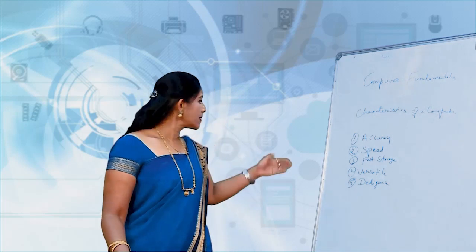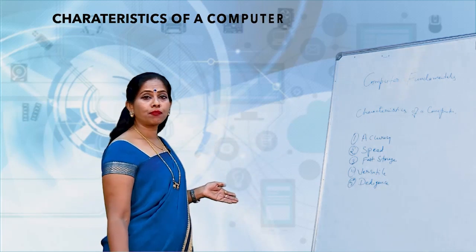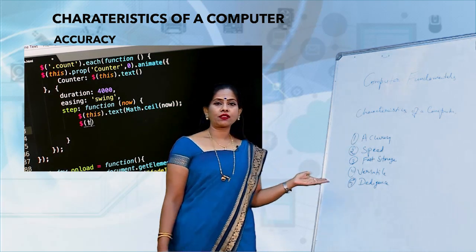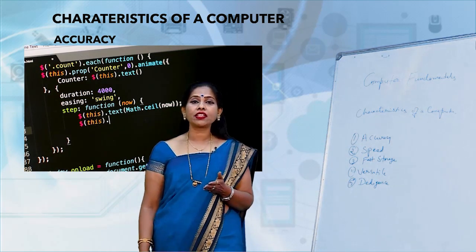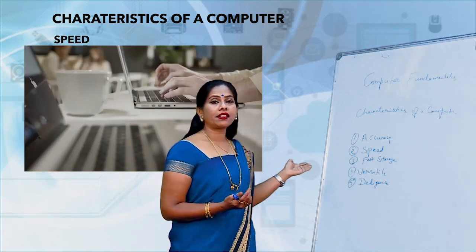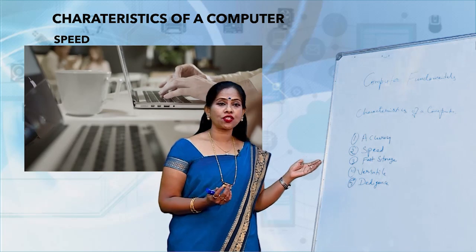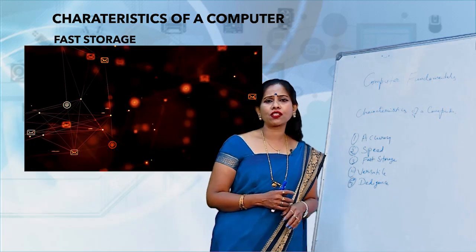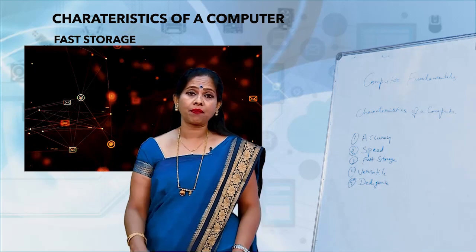Why do you need computers? We need computers to make our life simpler and easier. So these are the 5 characteristics of a computer. Accuracy, as I told you, it is very accurate. If you feed wrong data, it will give you wrong output, garbage in, garbage out. Speed, as I told you, 100 million instructions per second. Computation speed is fast. Storage, you can store a huge amount of data.